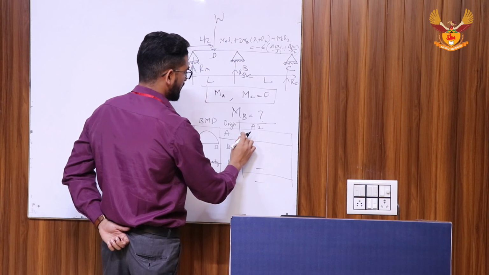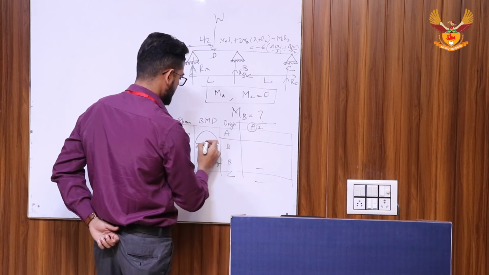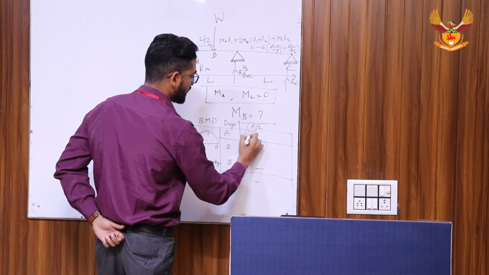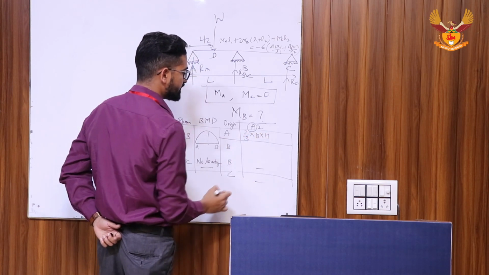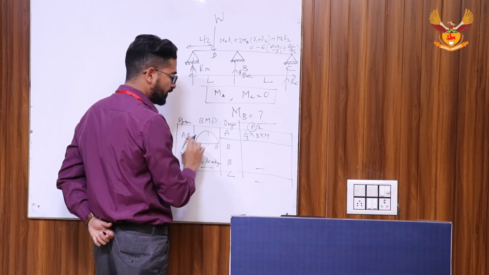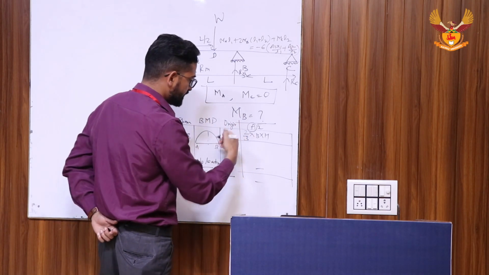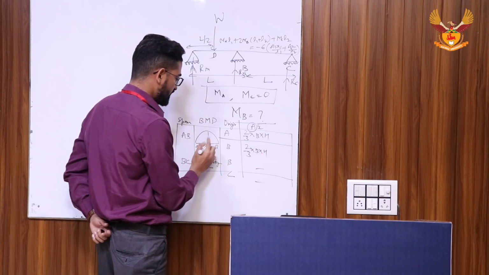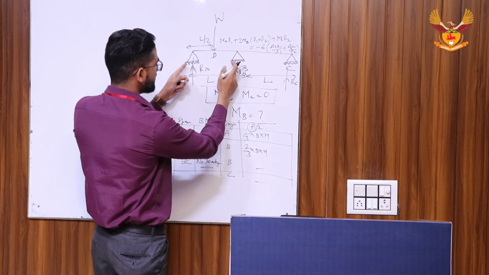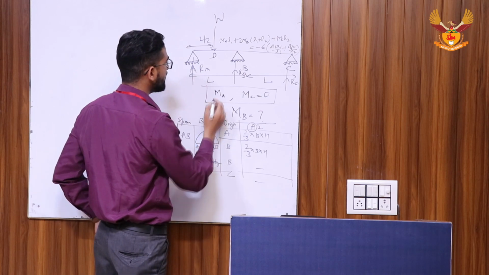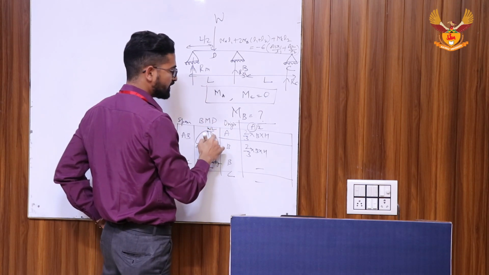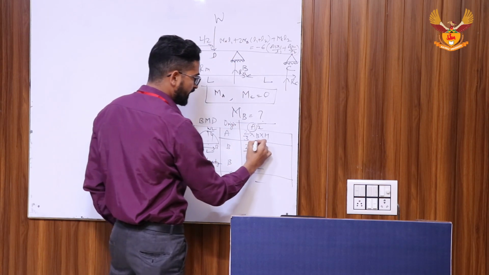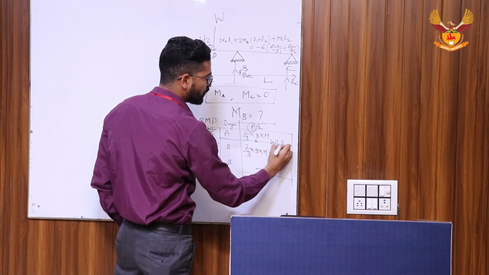Now what is the area? The area for this semicircular arch will be 2 by 3 base into height. If you take it from origin A or from origin B, the A X bar will be the same, 2 by 3 base into height. The base is L, and the height is WL by 4. This is the maximum bending moment for span AB. If you calculate, you will get WL cubed by 16.